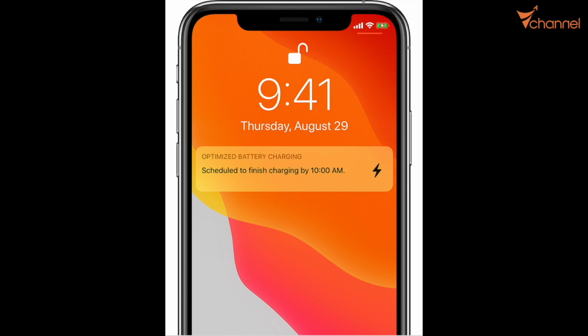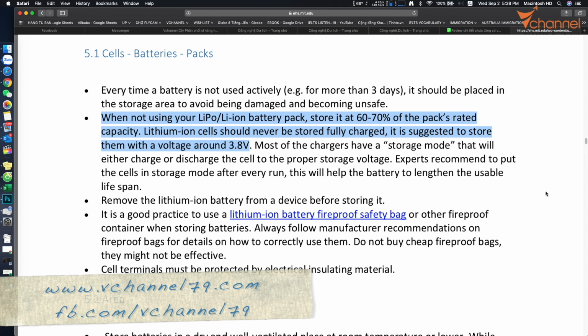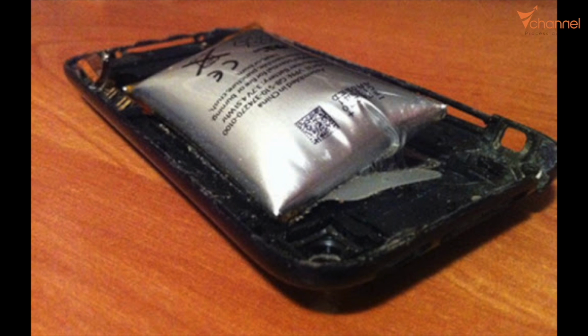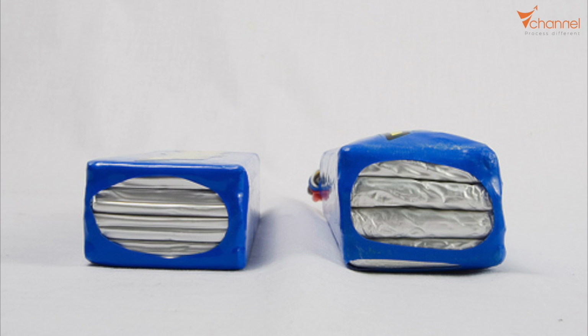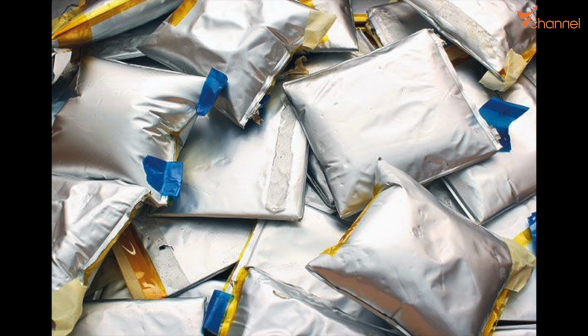is what affects battery longevity, that is the battery percentage, for both lithium ion and lithium polymer. If we don't use it, we must bring the battery to storage mode. That is 60 to 70% or 3.8 volts. If we don't use that battery for a long time, but the battery is at a very high percentage, over 90%, or a low percentage lower than 10%, the battery will be damaged, swell, and its longevity will decrease seriously.